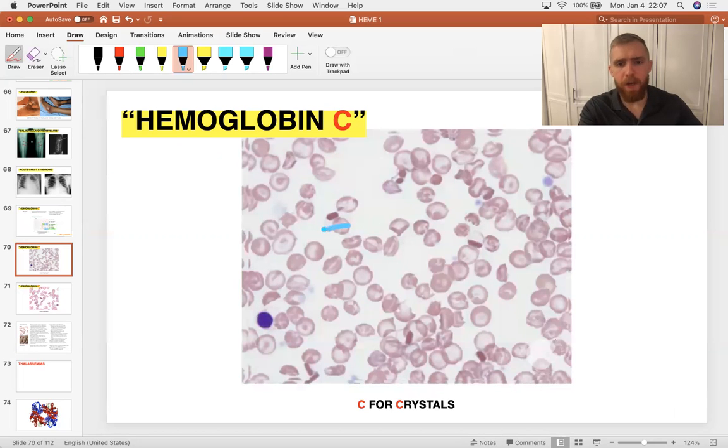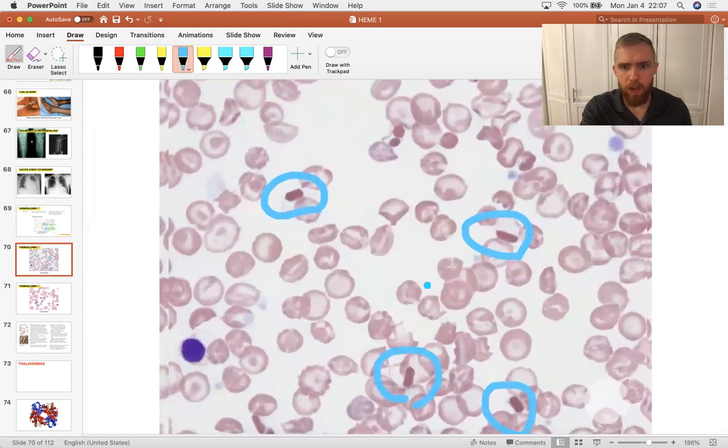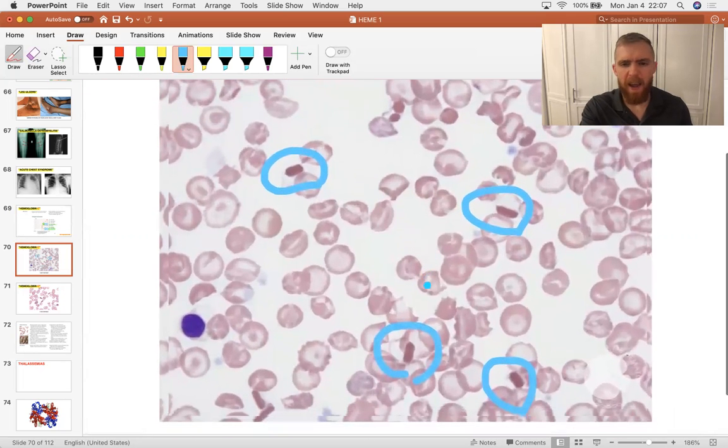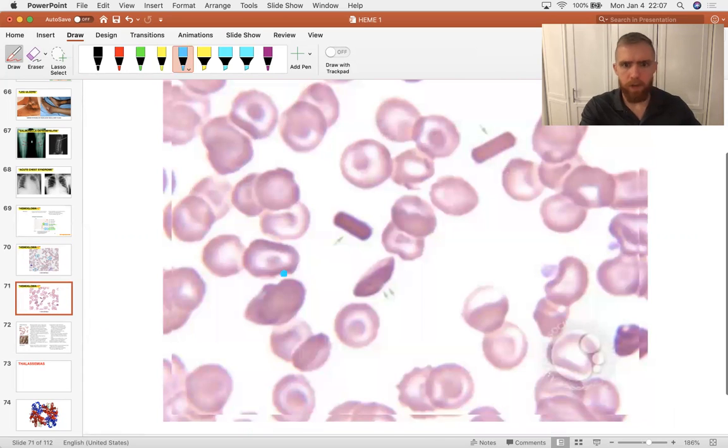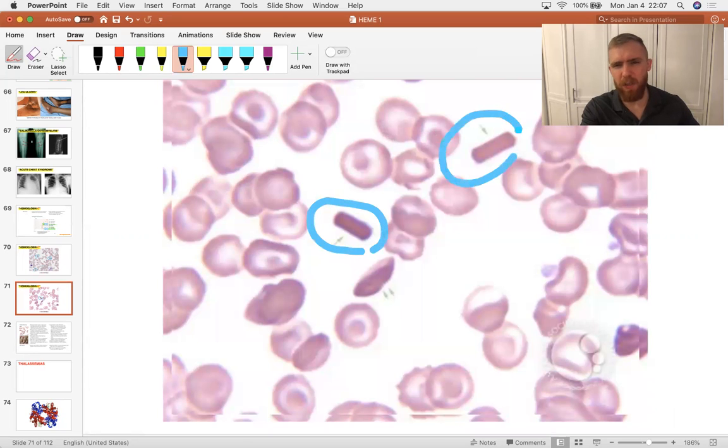Now, here are the crystals that you would see in hemoglobin C disease. So C is for crystals, doesn't get much better than that. There they are, zoom in, look at them real close. They're kind of hexagonal. Here's some more brick-like, block-like, big old things too, you know.